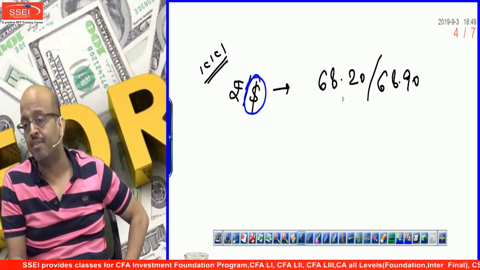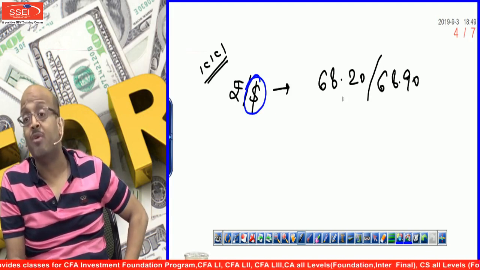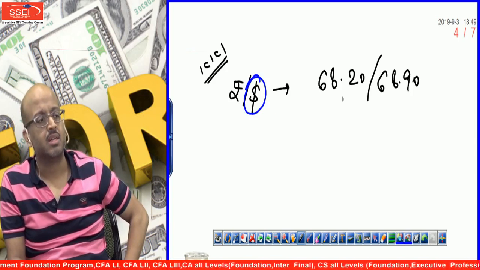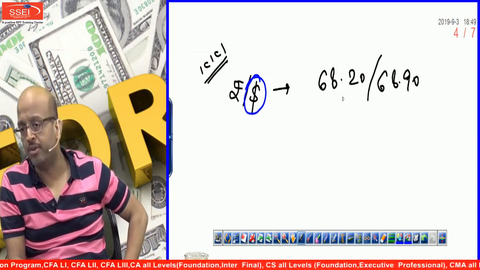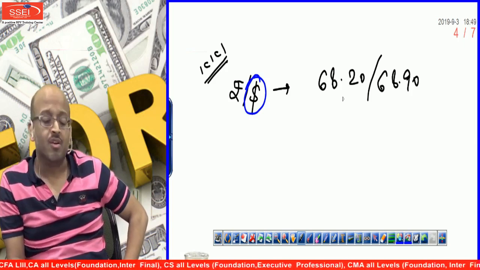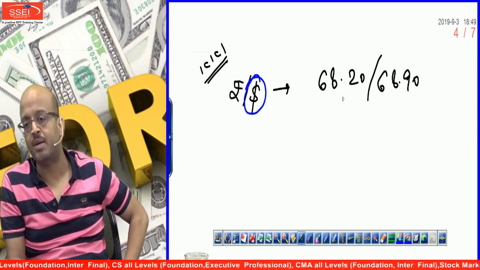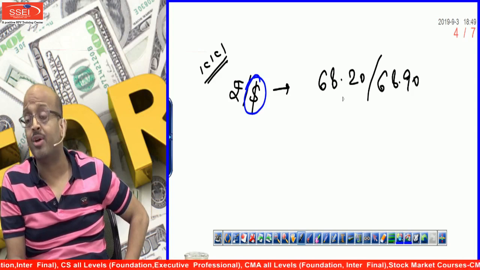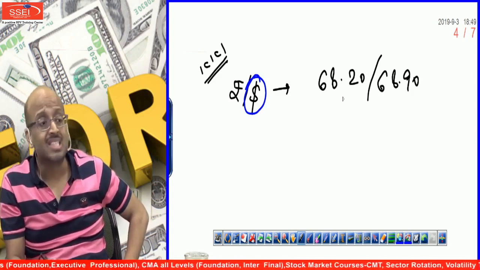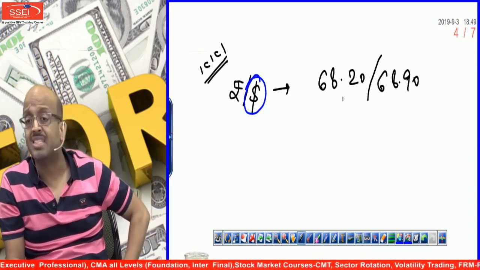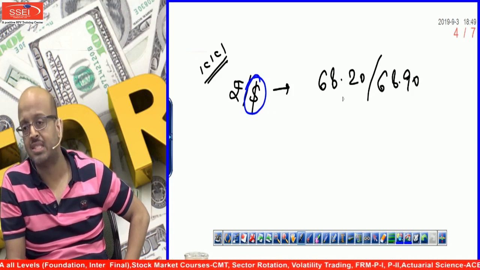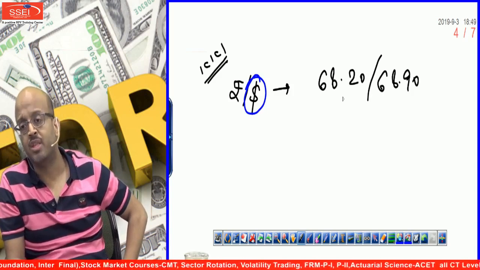Most important language in my entire discussion is buy what? Base currency. Sell what? Base currency. So if you're listening to only half of the language, that we have to buy at the right side 68.9, we have to sell at the left side 68.2, then your things are going to be bad in coming discussions. Buy the base currency, right side rate. Sell the base currency, left side rate. Focus on the base.